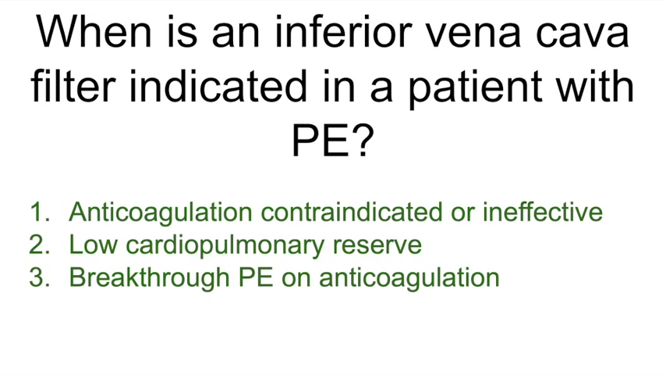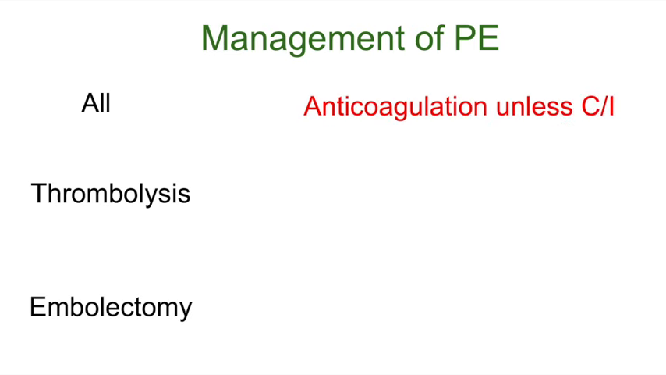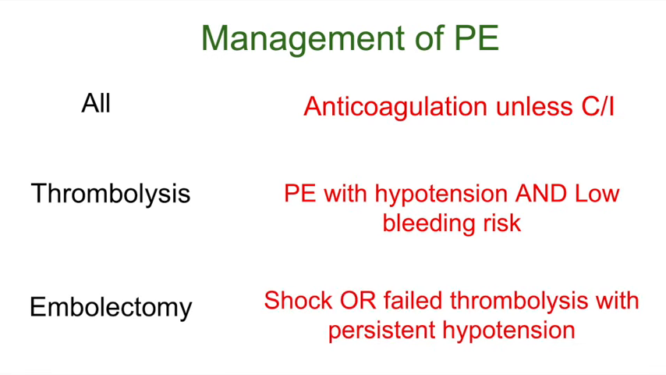Now we're going to look at the management of PEs. So all patients with PE should receive anticoagulation unless they have contraindications. They should also receive thrombolysis if they have a PE with hypotension and a low bleeding risk. They should also receive embolectomy if they have shock or failed thrombolysis with persistent hypotension.